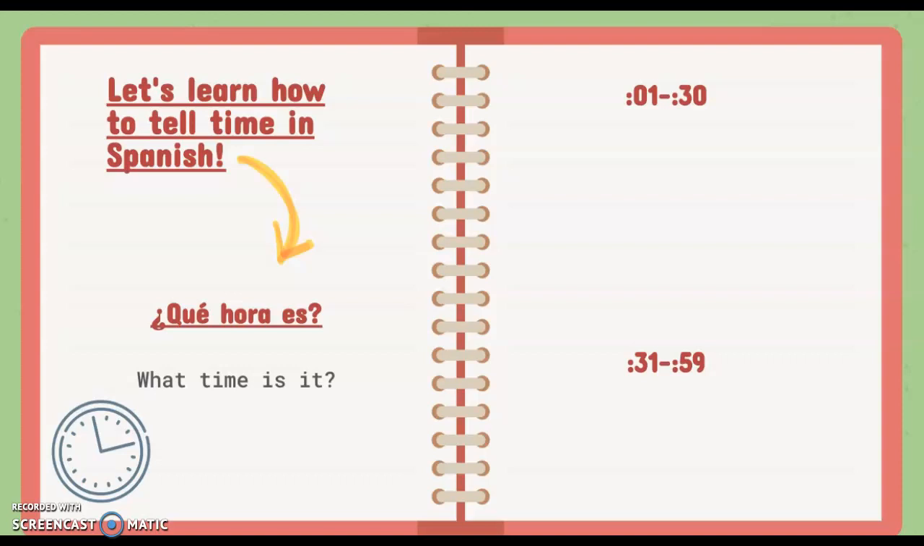And what I mean by that is minutes 1 to 30. So if I'm talking about 2:01, 2:05, 2:10, 2:15, all the way up to 2:30 or whatever hour it may be, we're going to follow this sequence. We're going to say son las, the hour, y, which means and, the minutes.